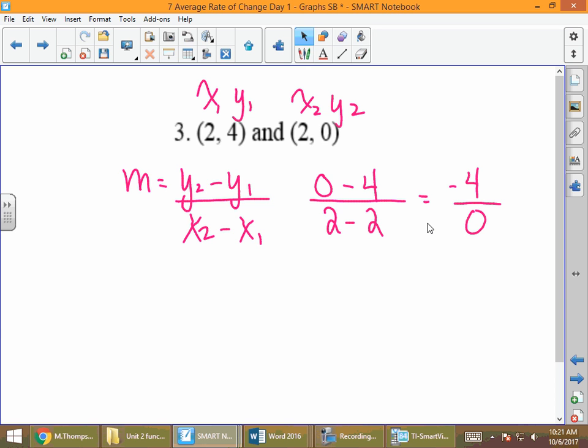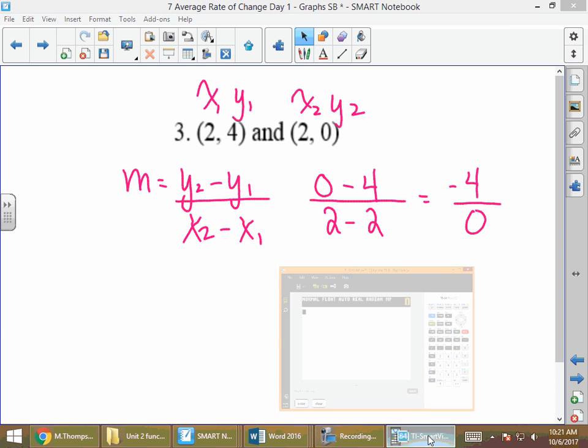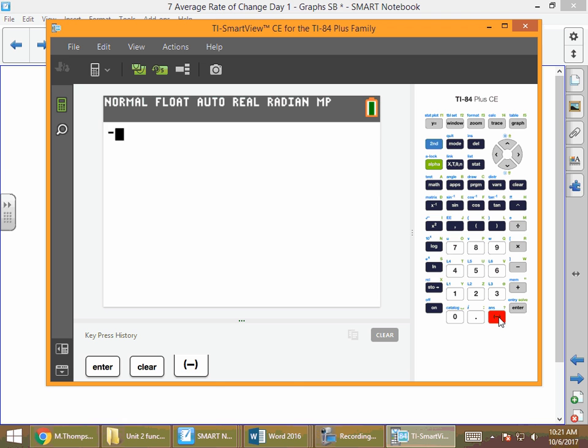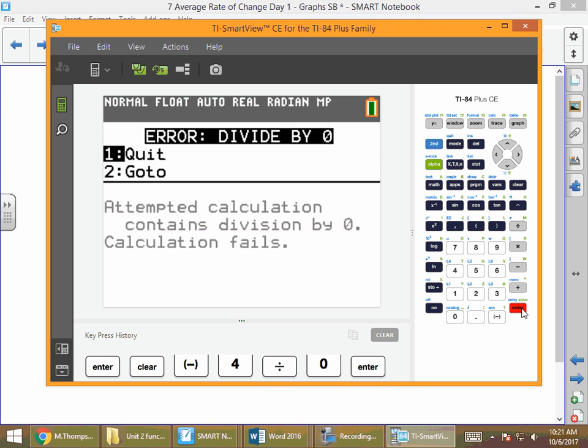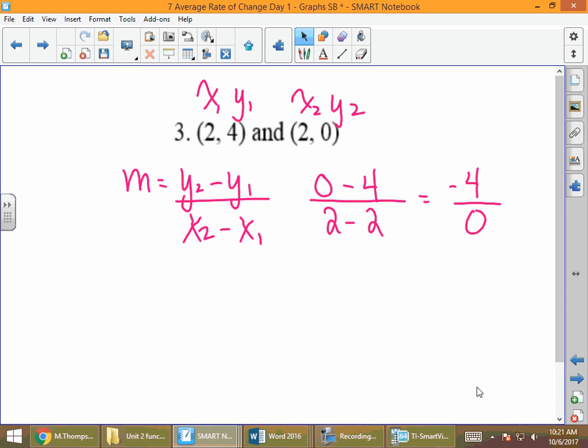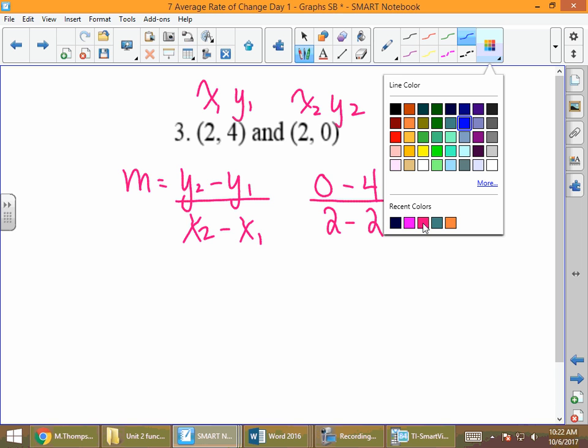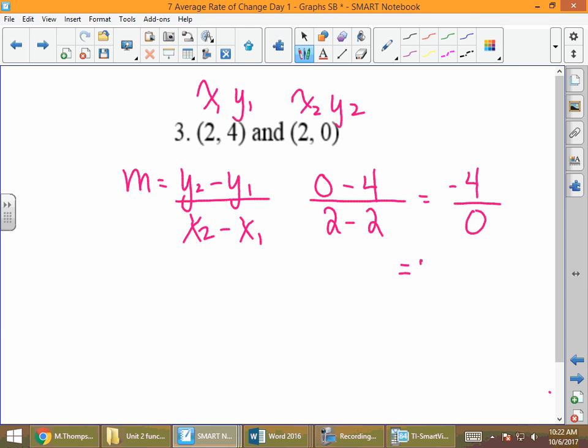Well, we try to type it in the calculator. Negative 4 divided by 0, and we get an error. In fact, we're technically not allowed to divide by 0, because we get this error on our calculator. What we can say is that negative 4 divided by 0 is undefined.